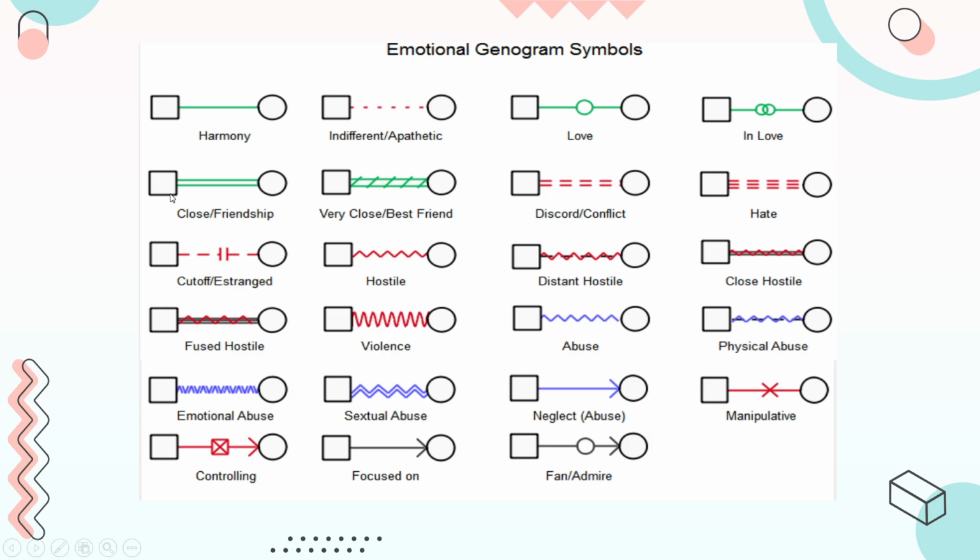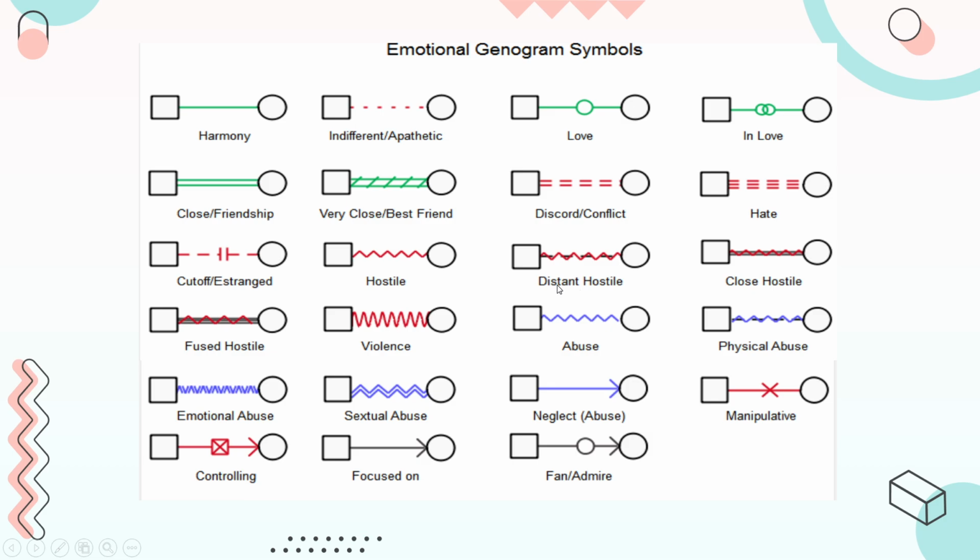Then two people, a male and a female, having a close friendship, a very close or best friendship, and they are having conflicts here. If people are having hatred towards each other, and they want to cut off the relationship or move away from this particular person, we call it hostile. When we say hostile, these people are more negative. They have an aggressive attitude and behavior towards the opposite person. So I am very aggressive towards my brother, so I am hostile towards my brother.